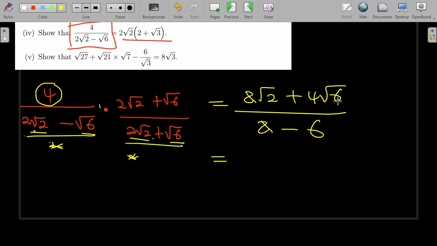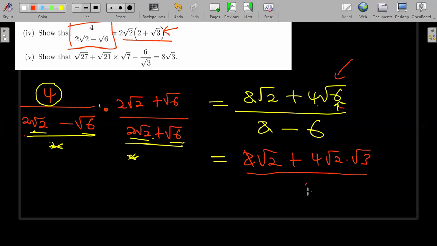Now this root 6 here cannot survive in this war. Why? Because in the question that we are showing, I can see root 3. So I better express this root 6 in terms of root 3. That's why we wrote 8 root 2 plus 4, but this root 6 can be written as root 2 multiplied by root 3. And then we are dividing this by 2.